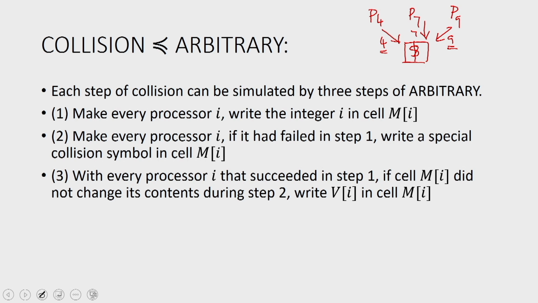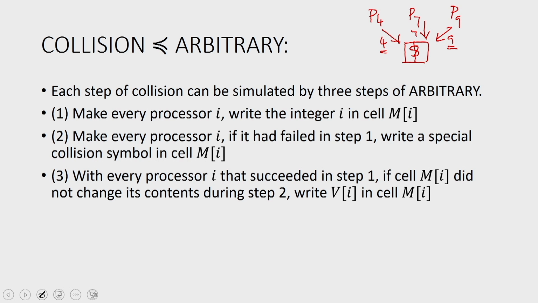Now, consider processor 7. Processor 7 succeeded in the first step. It could have succeeded because it did not face a conflict, or it could have succeeded because it was the lucky one out of a set of conflicting processors. It can find out which of these cases it was now. So, for every processor that succeeded in step 1, let us read the location. So, processor 7 now goes to the location and reads it.